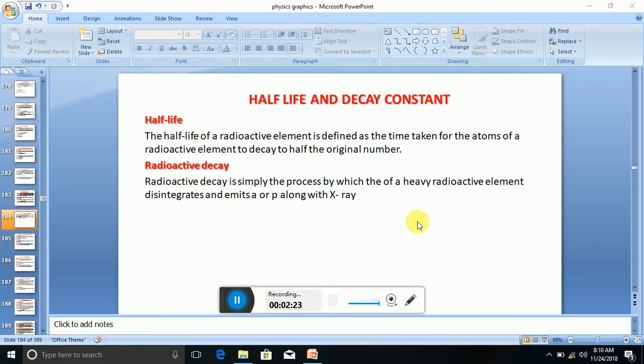Half-life is simply the time taken for the atoms of a radioactive element to decay to half of its original number, whereas radioactive decay is simply the process by which the heavy radioactive element disintegrates into smaller elements, emitting alpha, beta, gamma rays, or all these sorts of rays that we are going to be studying in subsequent classes.